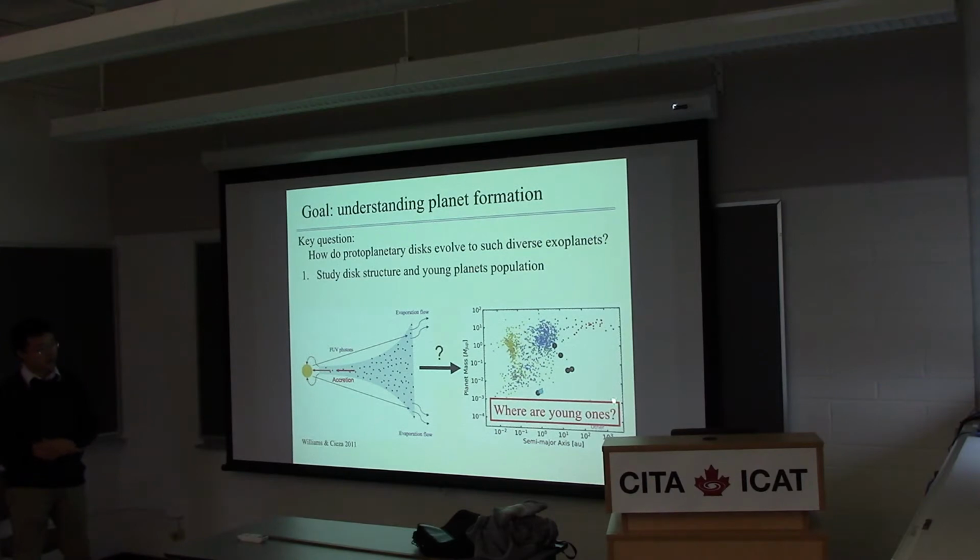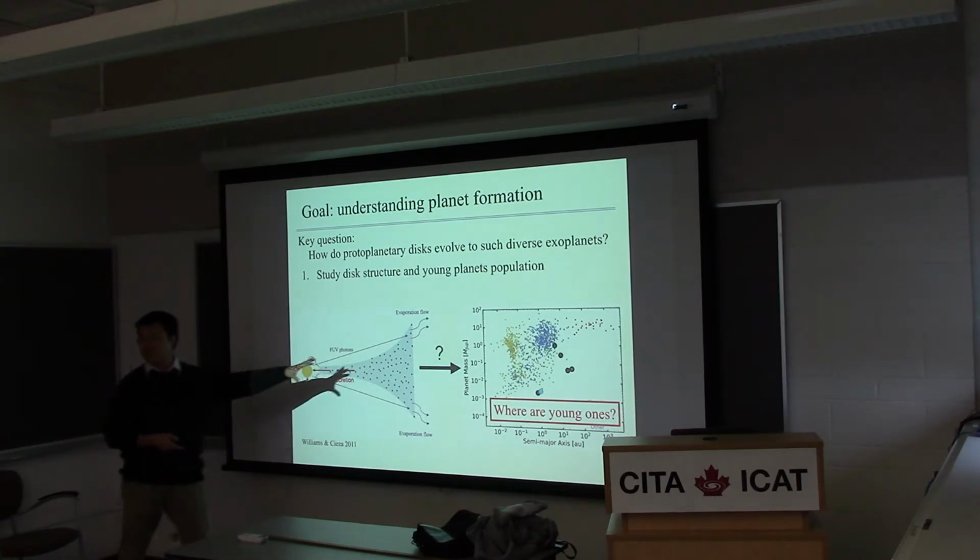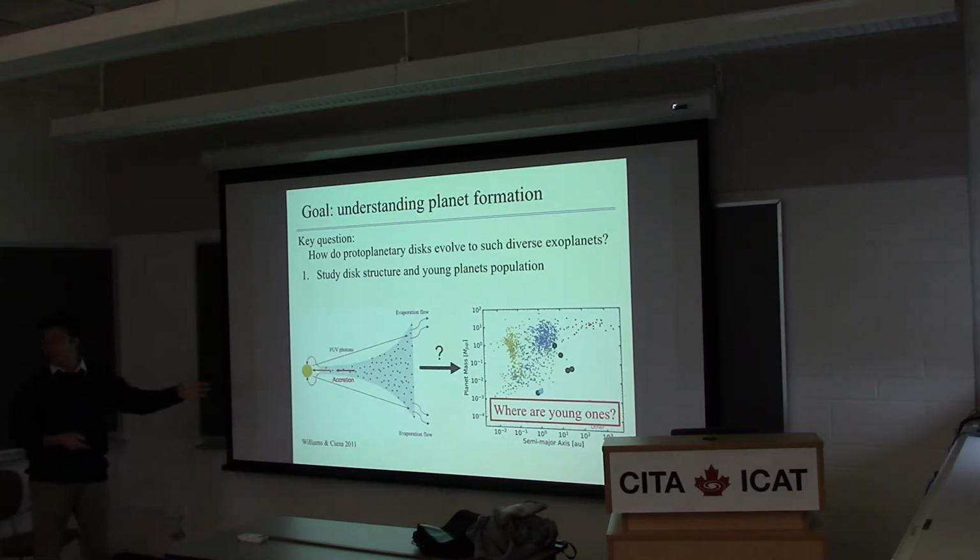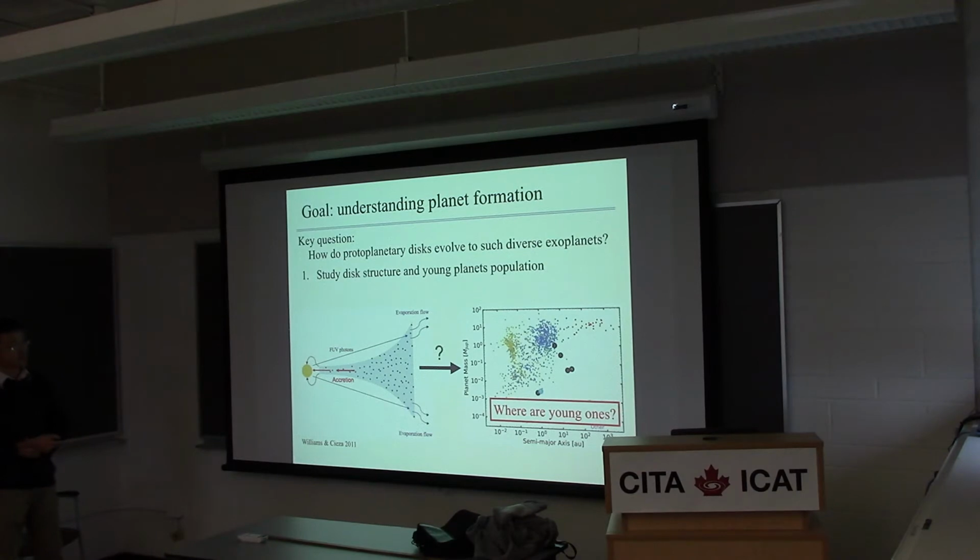So we could ask where the young ones are on this mass versus semi-major axis diagram. If we know the young planet population on this plot, then we will be able to know where they form and at what time they form. And by comparing the young planet population with the mature planet population, we know how they evolve with time. This is the first way to think about this problem.